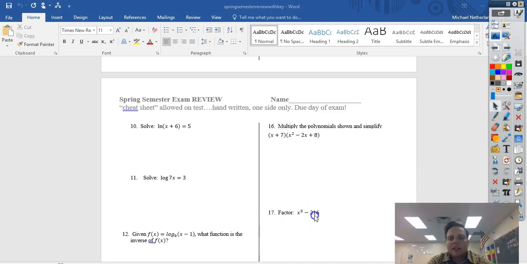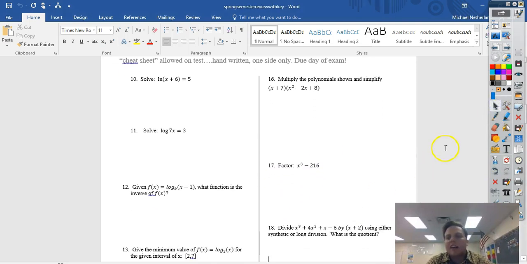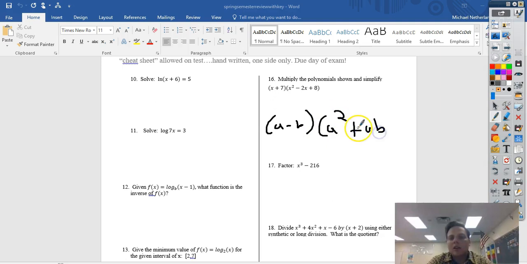Okay, number 17, factor x cubed minus 216. Alright, this is the difference of cubes. You need to remember this formula. A minus b times a squared plus ab, sorry, plus b squared. Okay, so I lied. Sorry, I said 2ab there. Just kidding. It's just ab. I was right when I said just ab. I don't know why my brain wanted to put a 2 there.